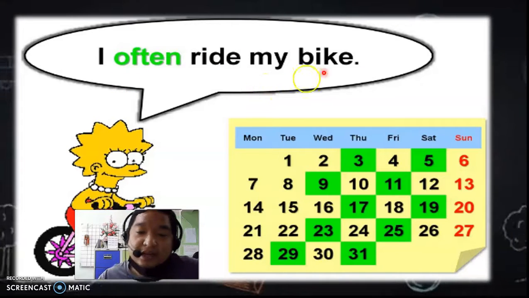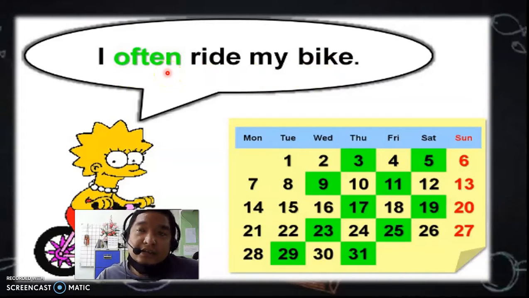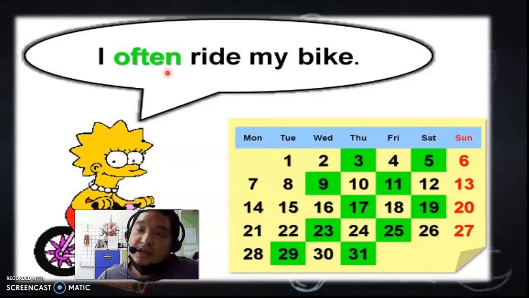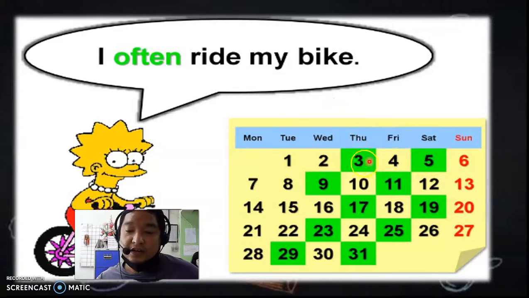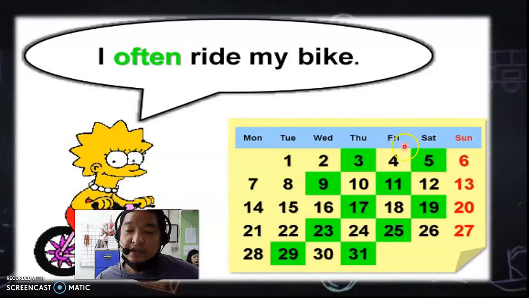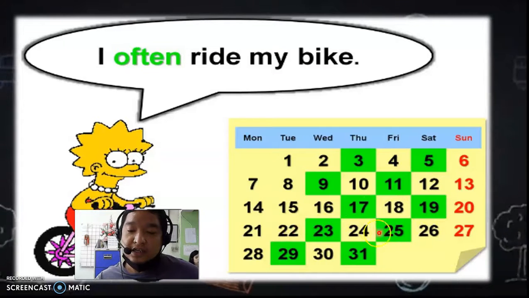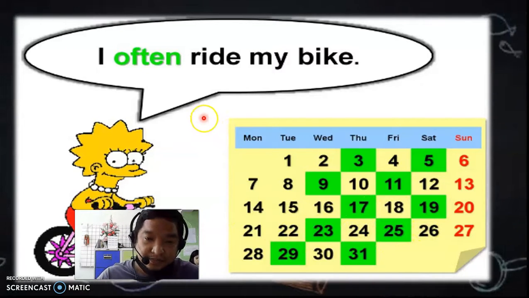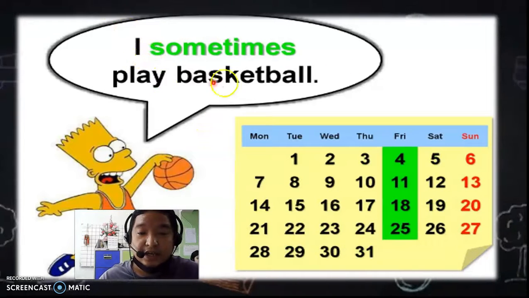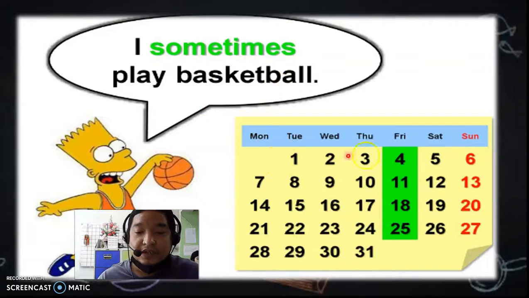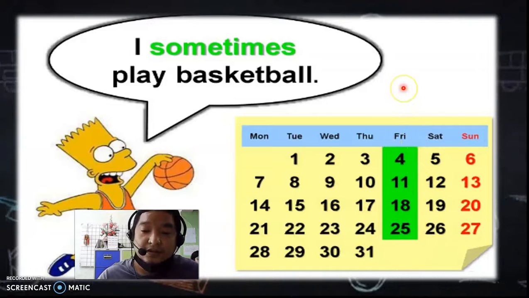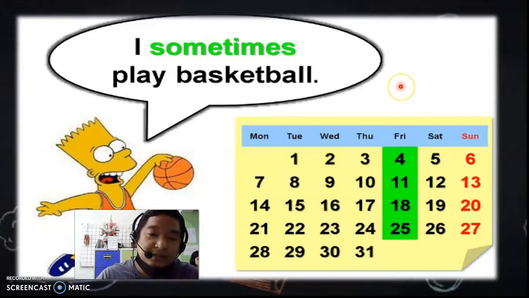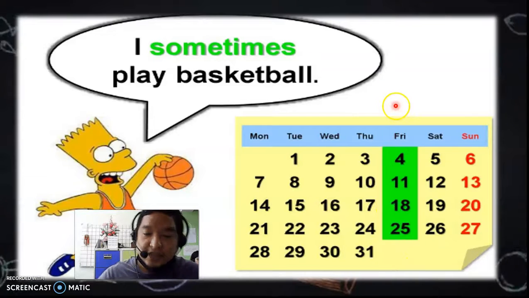Next, I often ride my bike. Often is like 60 to 70%, or almost 50%. If you can see in our calendar, the green numbers, it's like twice a week. So it's not every day, maybe every other day. Next is: I sometimes play basketball. Sometimes means like one time in a week. So not always, not usually, not often, only sometimes. Sometimes is like 40 to 50% you do the action.